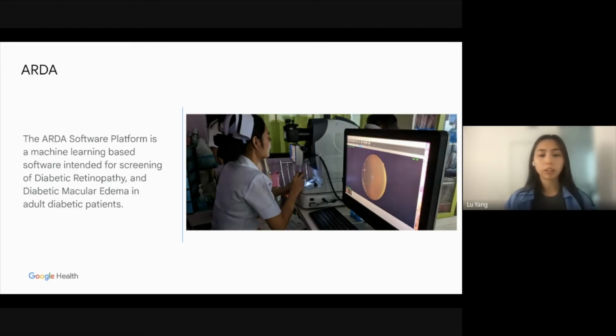ARDA is CE marked and in use in EU and India. ARDA has also been used in a prospective clinical study in Thailand, where we work with healthcare experts and researchers to understand the feasibility of using AI within the screening program.